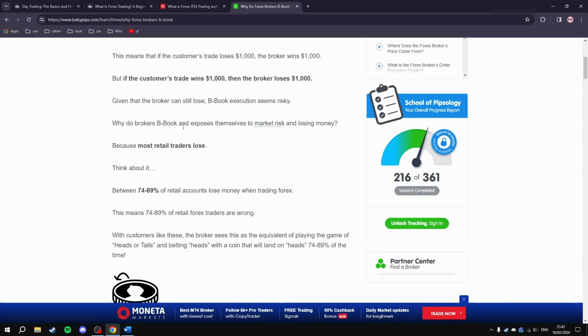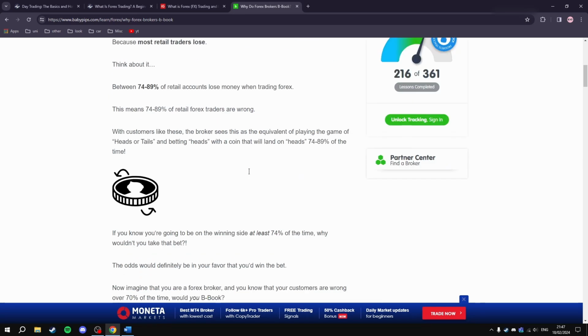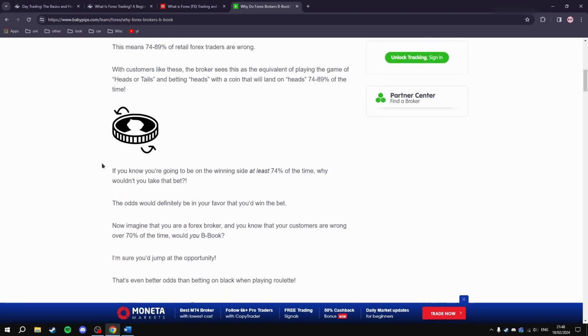Why do brokers B-book and expose themselves to market risk and losing money? Because most retail traders lose. Think about it. Between 74 to 89% of retail accounts lose money when trading Forex. This means 74 to 89% of retail Forex traders are wrong. With customers like these, the broker sees it as the equivalent of playing heads or tails and betting heads with a coin that will land on heads 74 to 89% of the time.